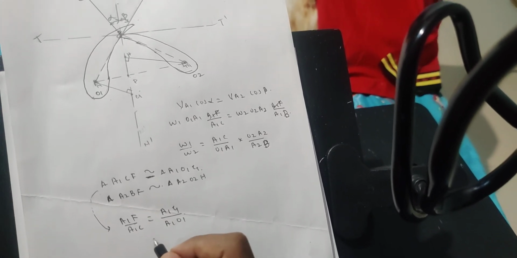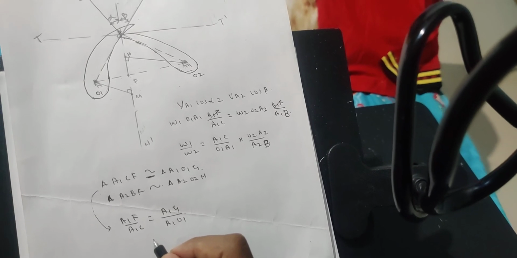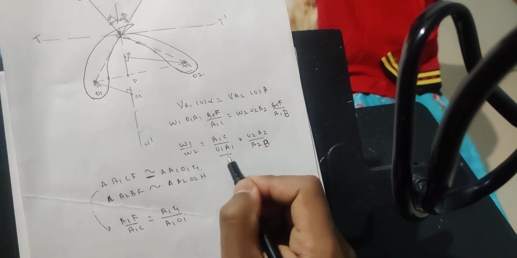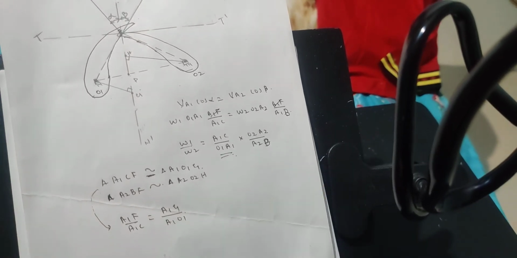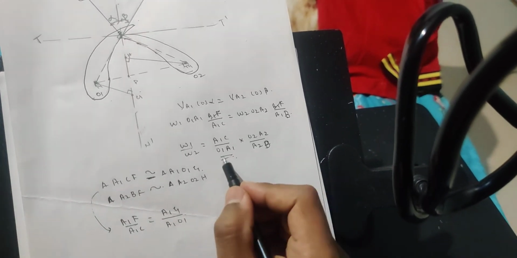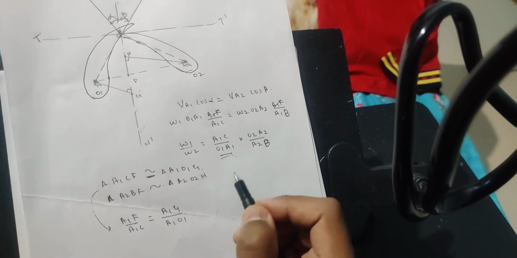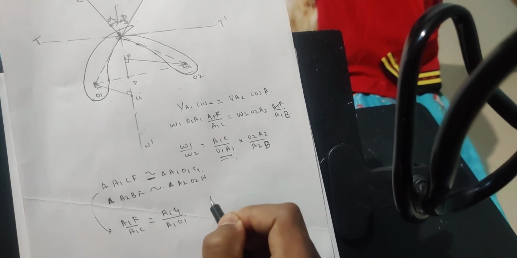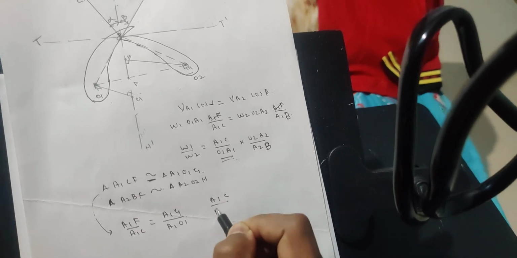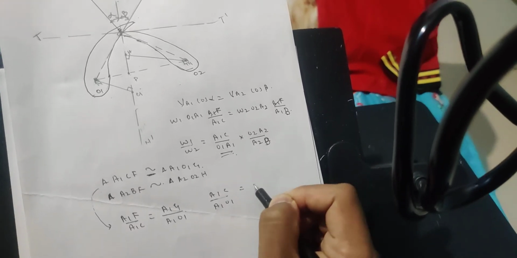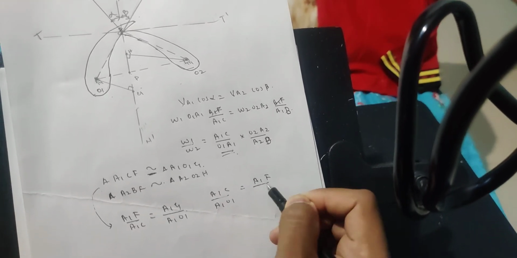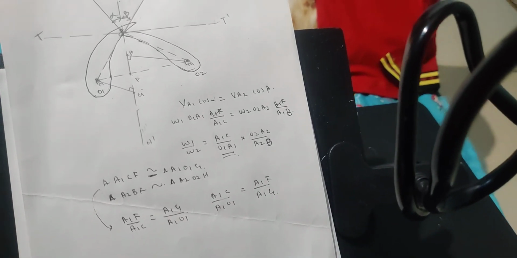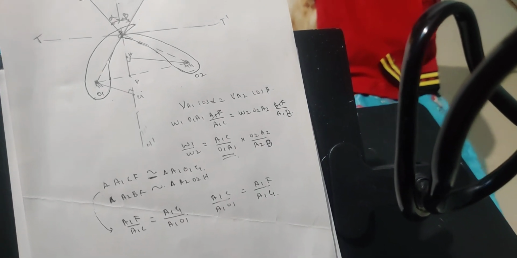Similarly, if you observe here, what I require from this triangle in this particular equation is A1C upon O1A1. So if I shift it here, A1C upon A1O1 will be equal to A1F upon A1G. This is just a derivation, you need to understand this.